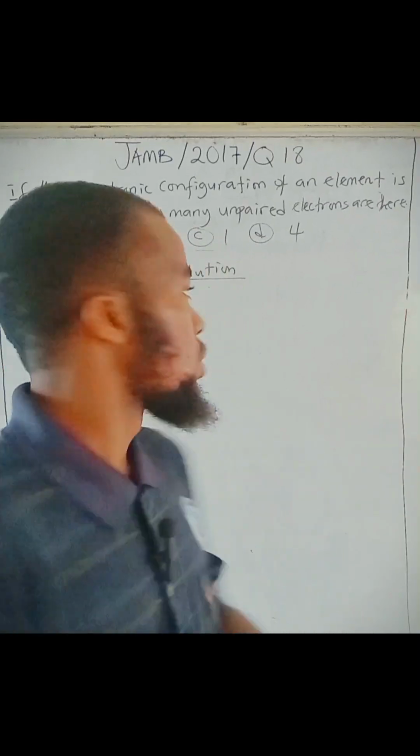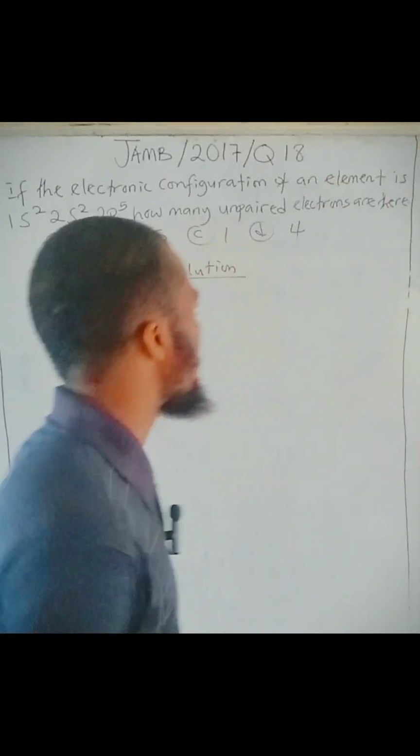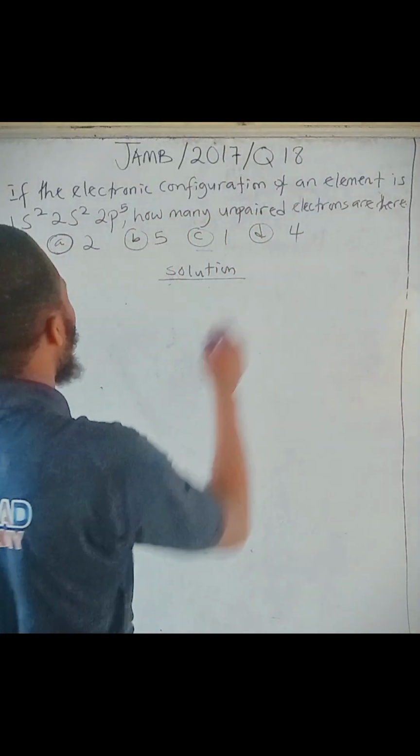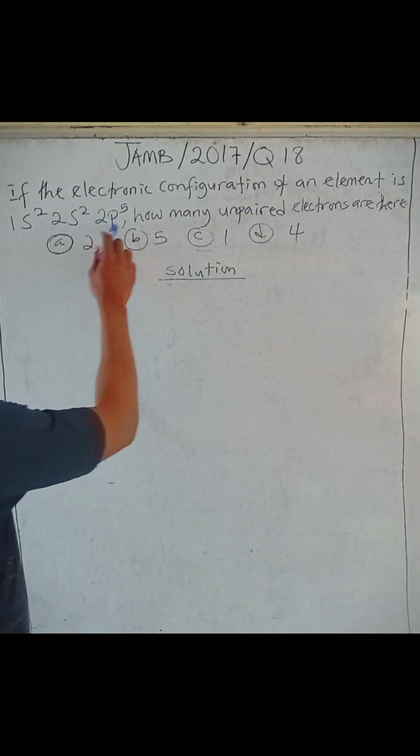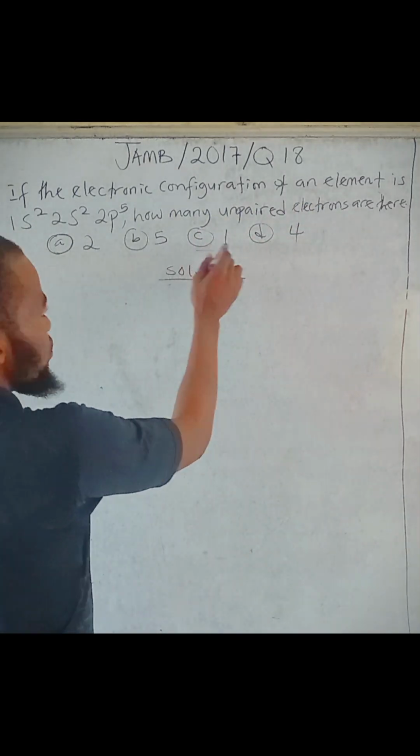Do you know you can solve this question in less than 60 seconds? Let me show you two methods you can use to solve this question. The question goes like this: if the electron configuration of an element is 1s2, 2s2, 2p5, how many unpaired electrons are there? A, 2; B, 5; C, 1; D, 4.